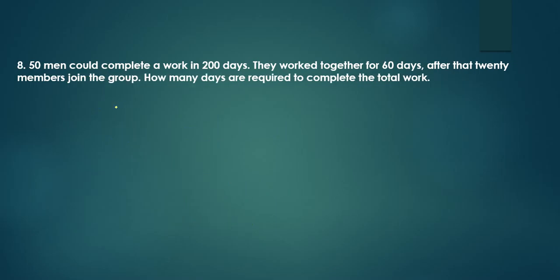50 men could complete a work in 200 days. Same. 50 men can complete the work in how many days? 200 days. They worked together for 60 days. They worked for how many days? 60 days. After that, 20 members joined the group. How many days are required to complete the total work? Here you have to find the total work. See, you have to be careful whether he is asking us to find the total work or the remaining work.